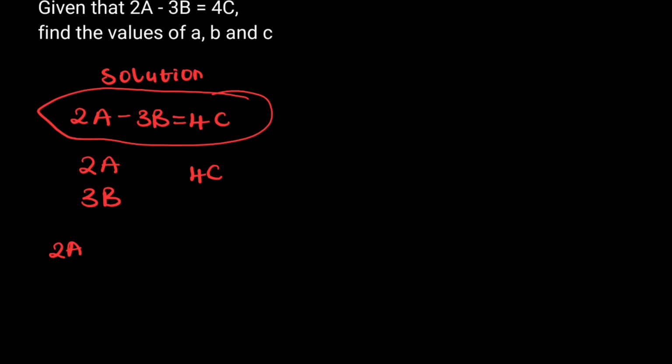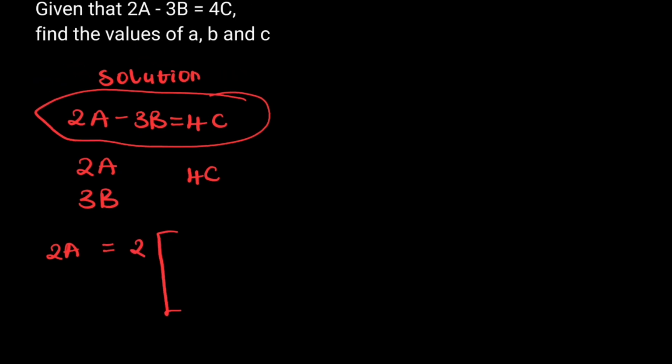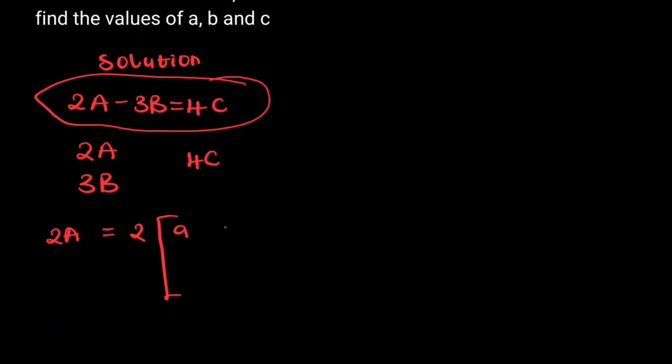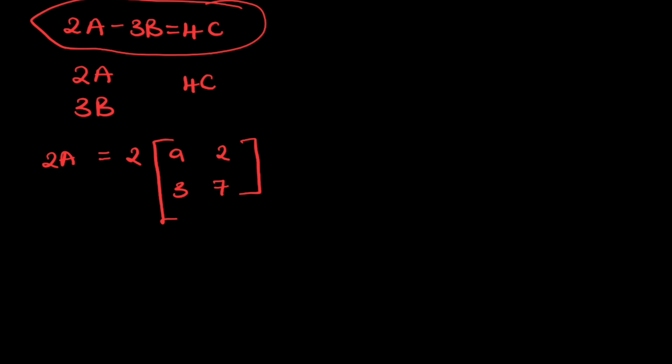2 is a scalar, so we are multiplying the scalar by the matrix A. That means we are multiplying 2 by every element in the matrix A. So this will be 2 times the matrix A. And what is the matrix A? It is a, 2, 3, 7. So here we multiply 2 by every element in the matrix. So this will be 2 times a, 2 times 2, 2 times 3, 2 times 7.